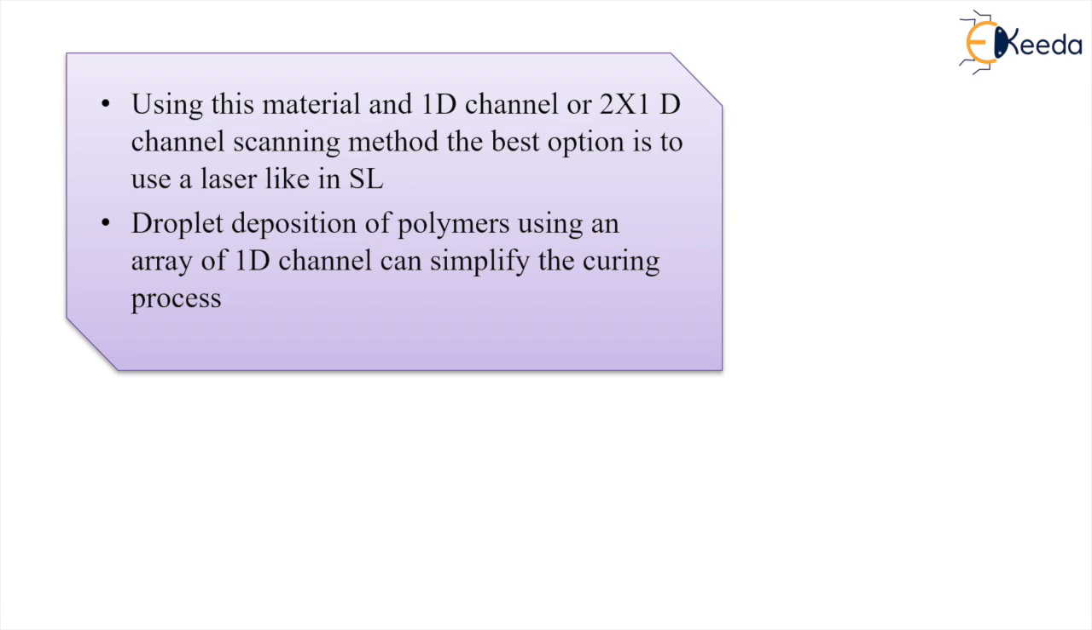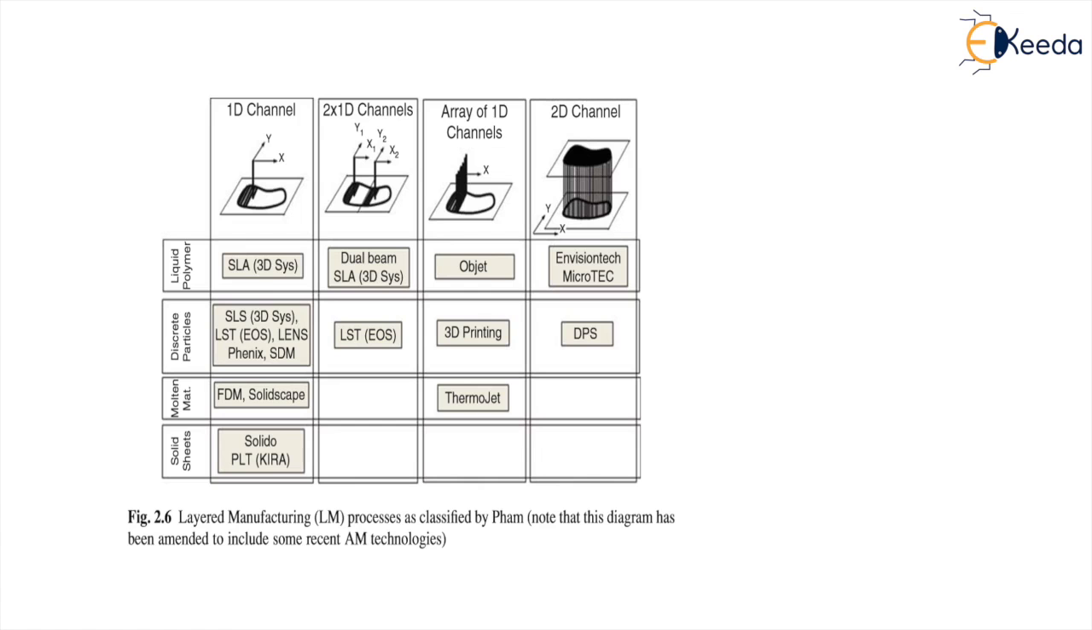Next, we have the droplet deposition of polymers using an array, where a one-dimensional channel can simplify the curing process. Now, what are these one-dimensional and 2 by 1 dimensional channels? These are the arrays for the different classifications of AM.